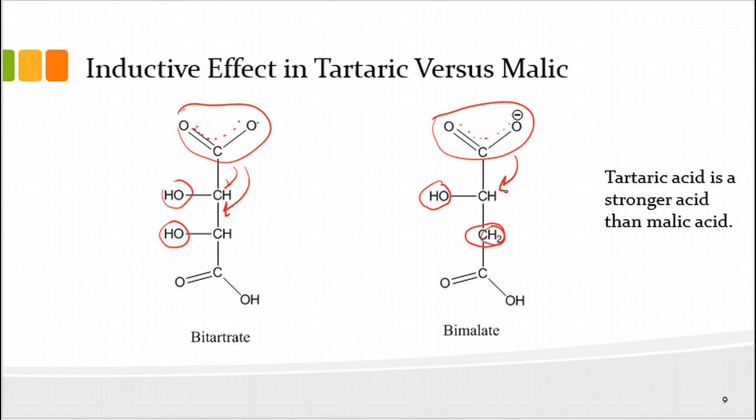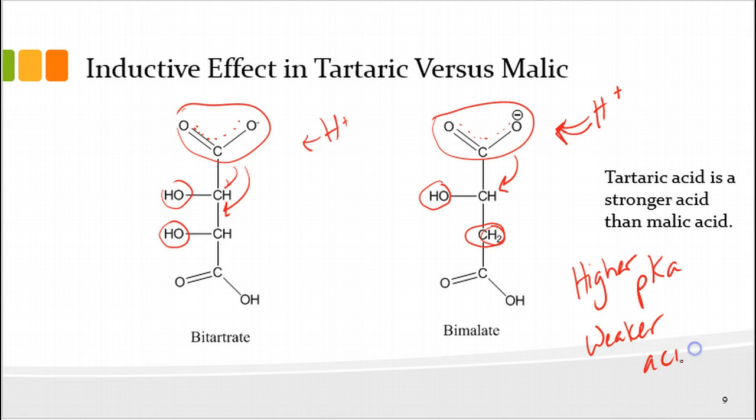Thus malate is a little less stable in the presence of a proton, right? So the proton has a minor attraction for bitartrate, and a strong attraction for malate relative to tartrate. So malate has a higher pKa and is a weaker acid. And that, my friends, is why tartaric is stronger than malate.